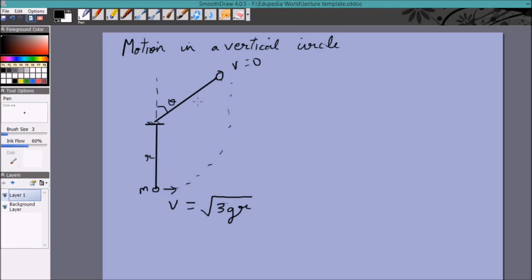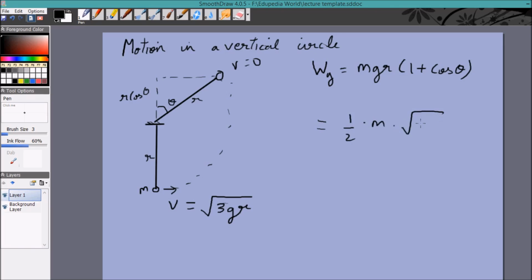This is r, this is r. So this height is r cos theta. So this total height is r plus r cos theta. So work done by gravity is mgr times (1 plus cos theta). Right. This should be equal to the change in kinetic energy. The final kinetic energy is 0. The initial kinetic energy is half into m into root 3gr whole squared.